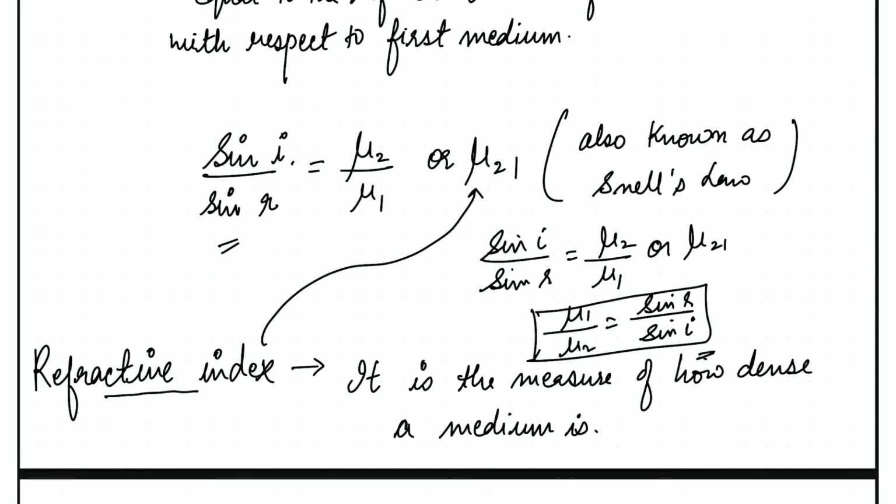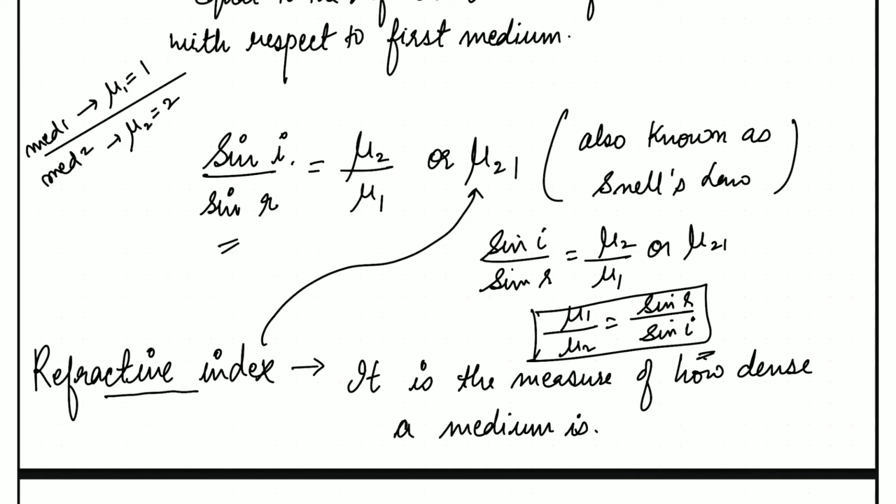Refractive index is a measure of how dense a medium is. It is the property of the medium. For example, let's say you have this interface, you have medium 1 and medium 2. Now let's say medium 1 has a refractive index of 1, and medium 2 has a refractive index of 2, just for an example.